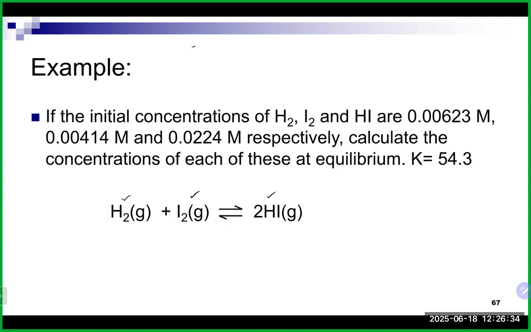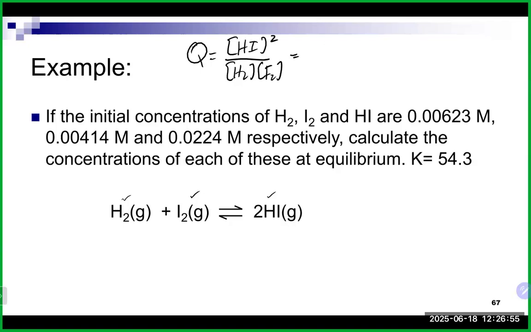So the first thing we'll do is calculate Q. Q is calculated the exact same way as K. We'll square our products and our reactants. Here we're just going to put in our initial concentrations to answer the question, are we at equilibrium?